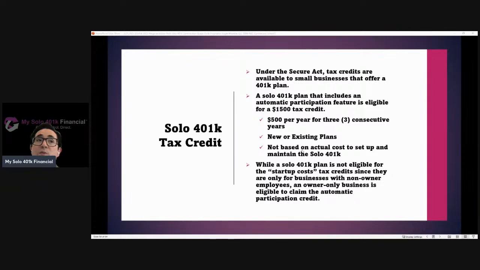to our plan. For example, they might have a basic plan at a discount brokerage that they upgrade to our plan. It's not based on the actual cost. So unlike the startup cost credit, even though the amount of the credit is more than our fees, the individual is going to be able to claim the full $1,500 in tax credit. So it's not limited to the costs.